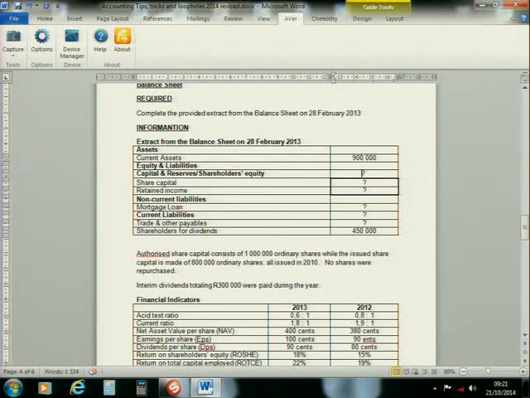You're not given the share capital. You'll need to determine that. You're not given the retained income. You also need to determine that. And all other things like the mortgage loan, the current liability, trade and other receivables.